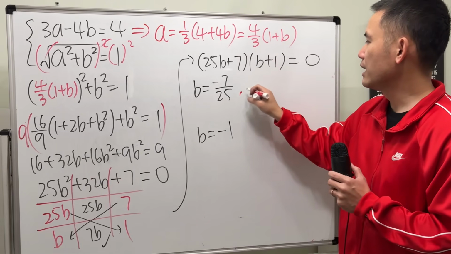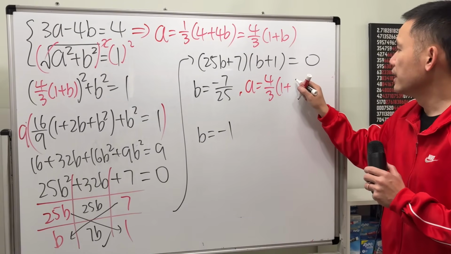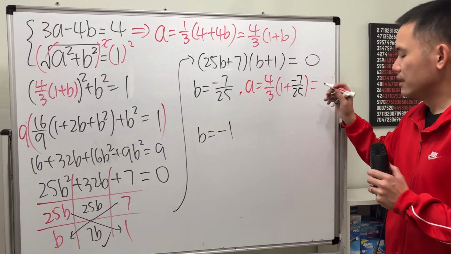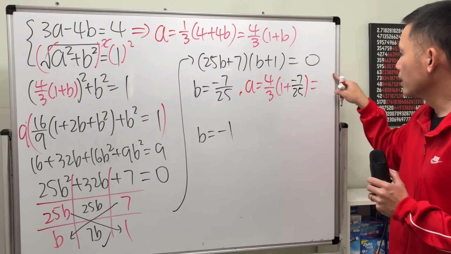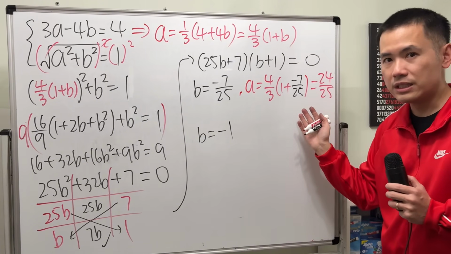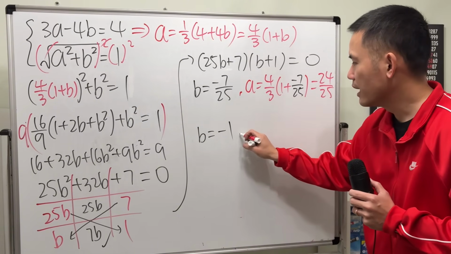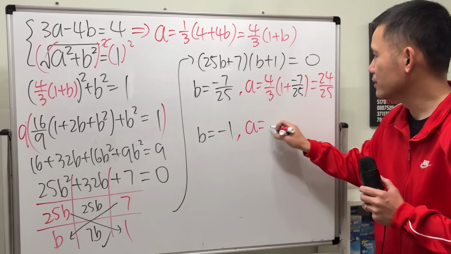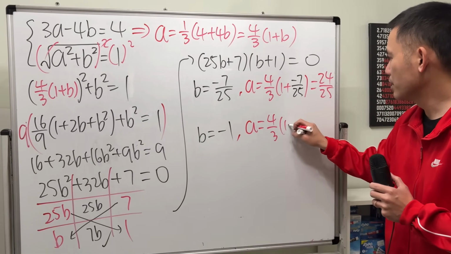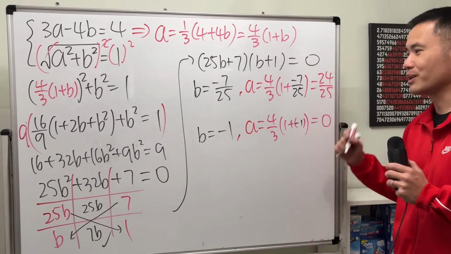When b is equal to this, plug into here. I'll just say a equals 4 over 3, 1 plus negative 7 over 25. Okay, so if you work that out, you end up with 24 over 25. I didn't do this in my head. I did this beforehand. I saw the answer and remember the answer, okay? Anyways, when b is equal to negative 1, just plug in and then do the same thing. 1 and then plus negative 1. That's kind of nice. This is 0. Now I can do this one in my head.